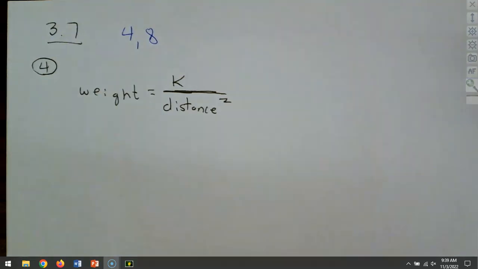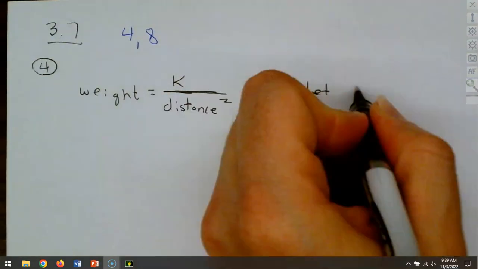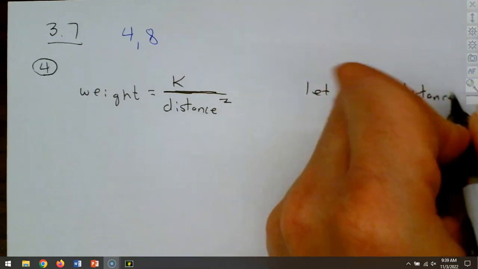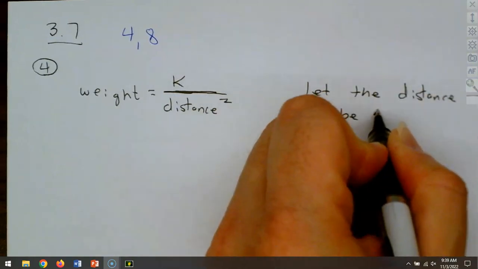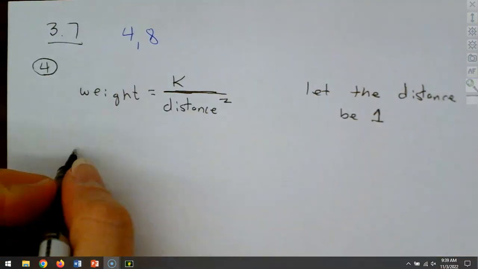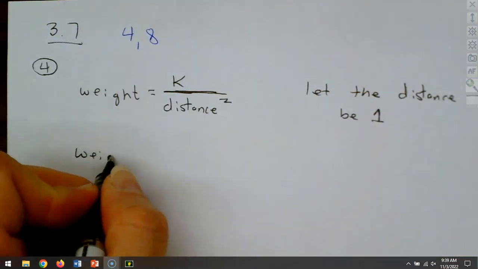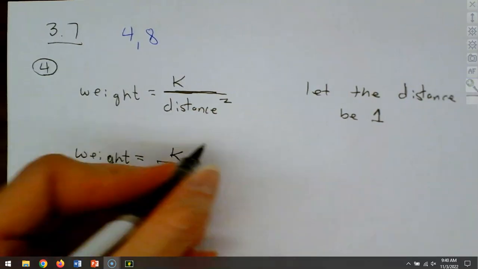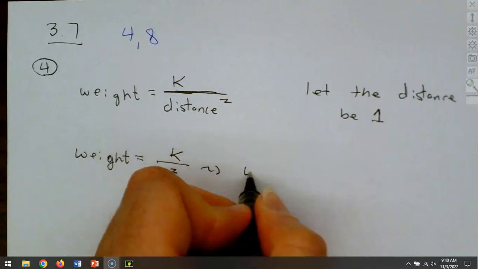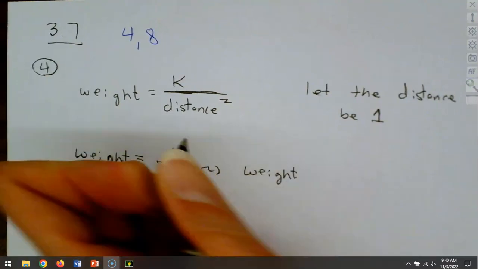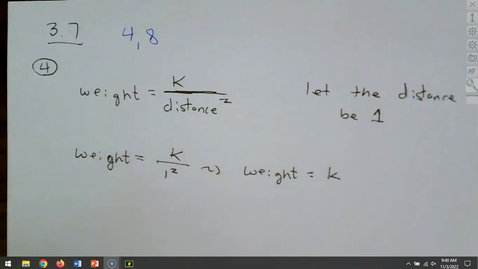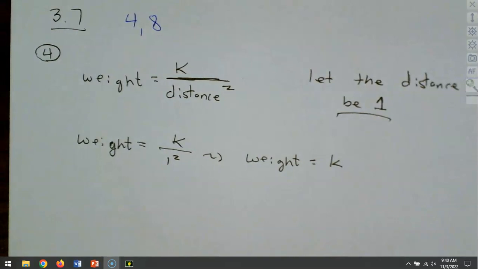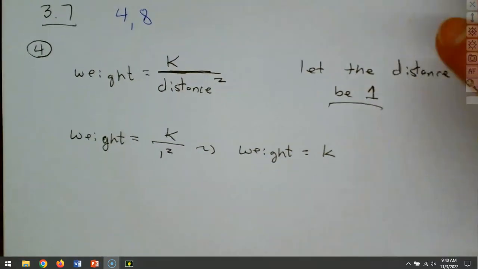So let's let our distance be 1. So if the distance is 1, what is my weight going to look like? Well, that's going to be k over 1 squared, which is just simply k. Now, we're going to compare that when we change it. So if I let my distance be 1, my weight is just going to be a constant, right? Now, what happens if I double the distance?